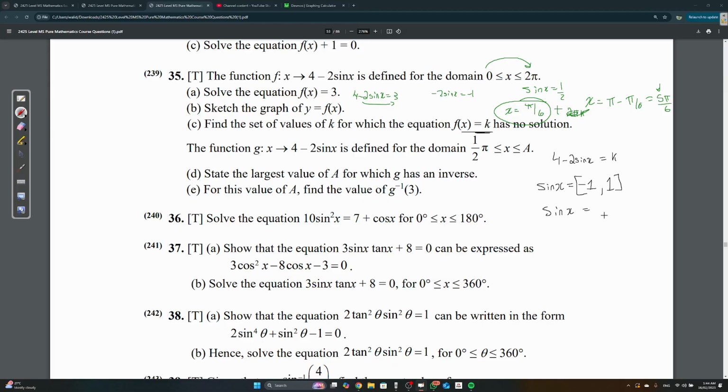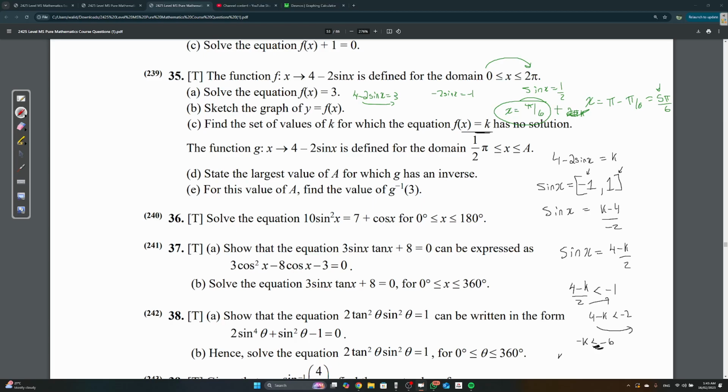Take 4 to the other side, it's going to be k minus 4 divided by negative 2. So you're going to get that sine x is equal to, remember when you have a negative, you just swap these two around, 4 minus k over 2. I need to see for which values it does not have any solution. Obviously, it's going to have no solution when it's less than negative 1 and when it's greater than 1. So let's solve first for when it's less than negative 1. Take 2 here. You're going to get 4 minus k less than negative 2. You're going to get minus k less than minus 6.